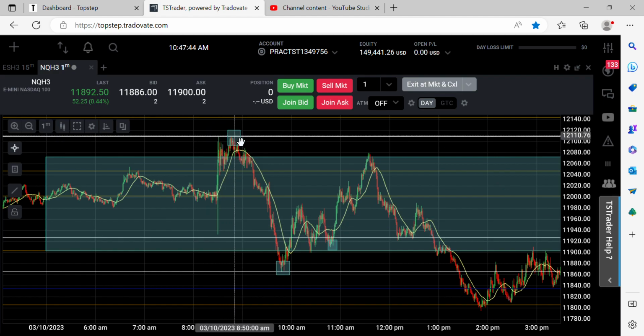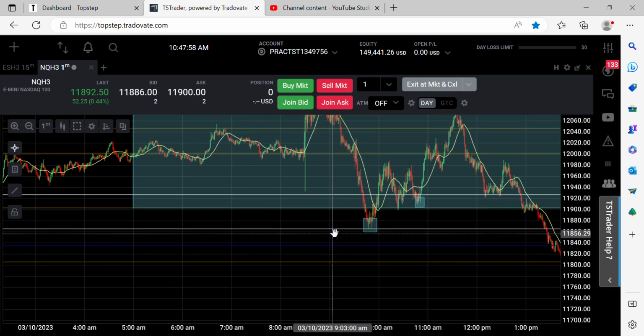So if you played the move here, like if you waited till after the destruction, and then you thought, you know what, it's basing here, I'm going to take that. That's a hell of a short. Most people would never catch that. This area in here would be the one to take.